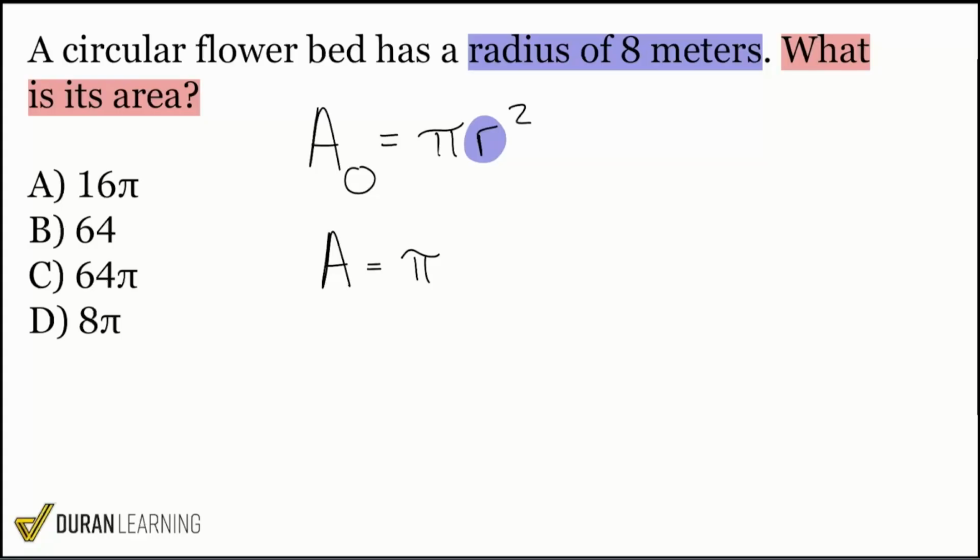So we have pi times 8 squared. Question, are we replacing pi with 3.14? No, at least not yet. Answer choice B doesn't have pi in it, but A, C, and D have pi. So I'm going to leave pi as pi. And if whatever this turns into is one of these, then hey, we're good.